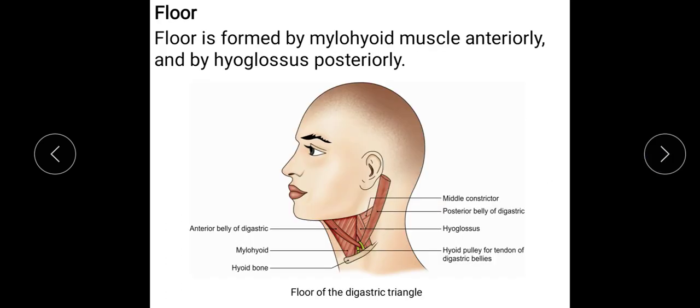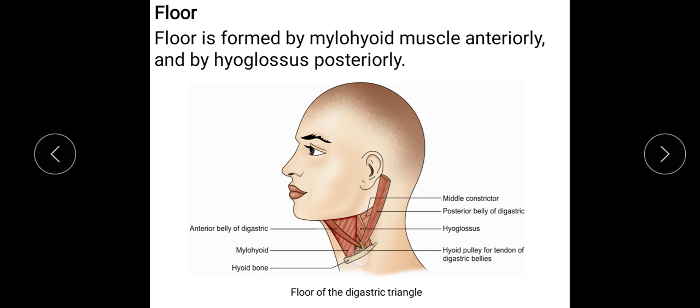Then the floor of digastric triangle is formed by, anteriorly, mylohyoid muscle. This muscle is the mylohyoid muscle that forms the floor of the digastric triangle. Posteriorly it is formed by hyoglossus muscle.